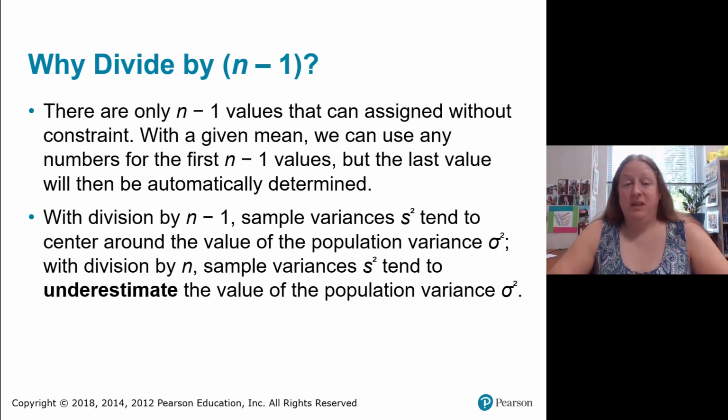Because of all of that, what we end up with is a value that is closer to what our population variance value is instead of underestimating it or overestimating it. If we divided by n instead, we'd be underestimating our population variance fairly systematically.